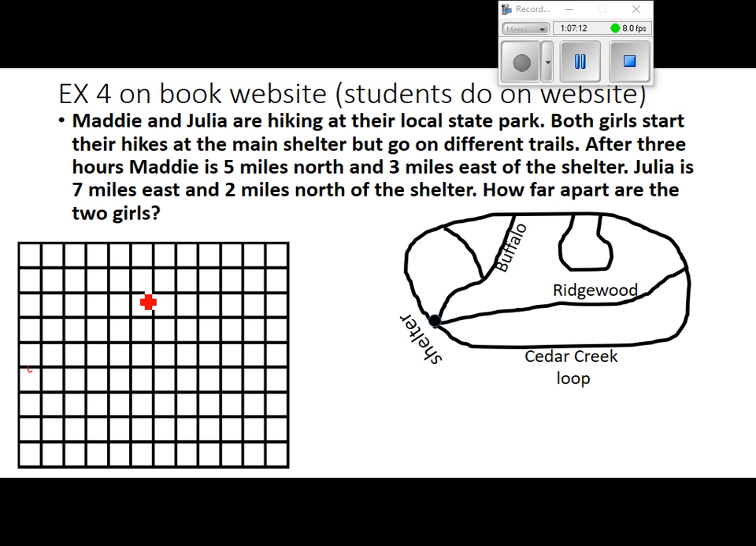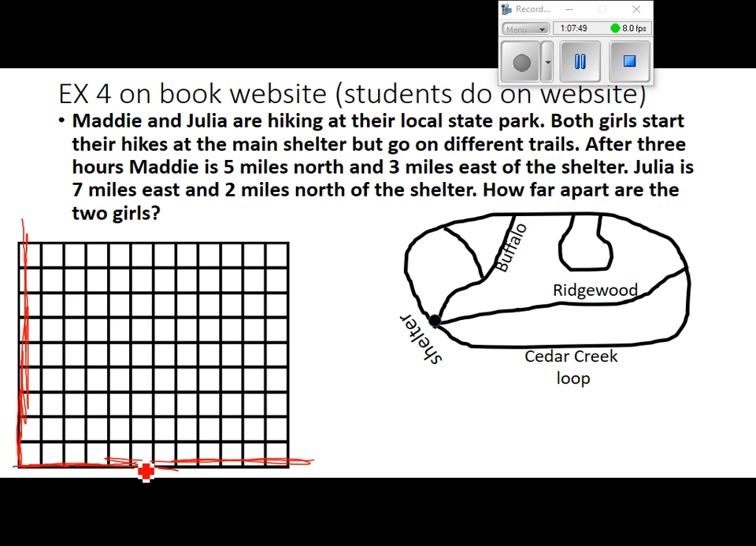The bad thing here is, let's see how the girls go. So one of them goes 5 miles north. That's all right because that's positive, right? 3 miles east. Is that positive or negative? Positive. So that works. Julia goes 7 miles east. That's positive. And 2 miles north. That's positive. Do we need any negatives here? No. So could we make this line right there our Y, and this bottom one down here, our X.